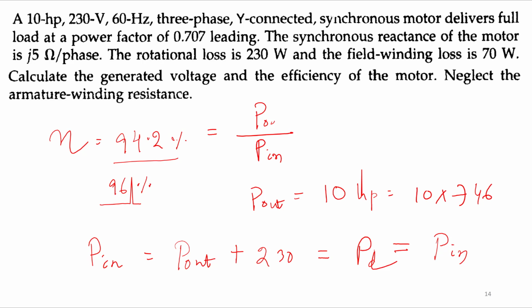So very simple. So this will be P out by P in times 100. Whatever comes will be the answer, right? And E_A, you know how to find. E_A is V_A minus j I_A X_S. So I_A you can find. Yes or no? Can you find I_A? I_A you can find, right? How will we find I_A?